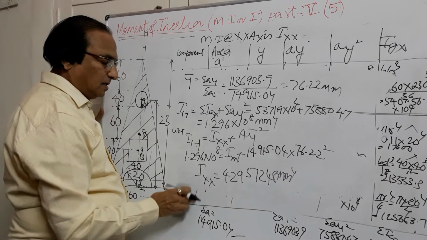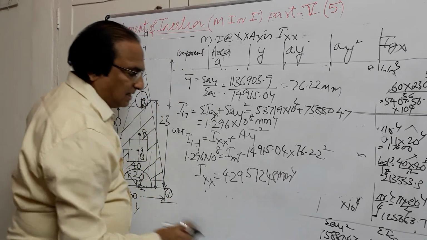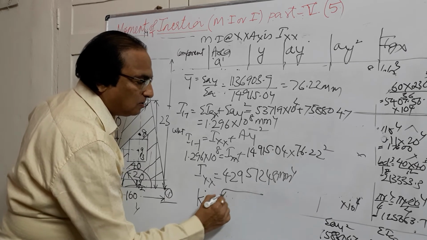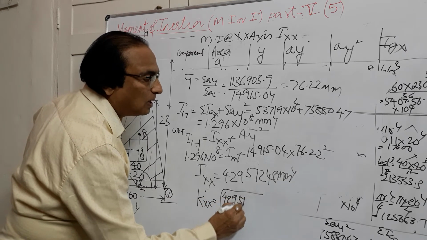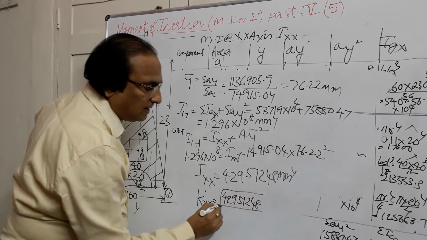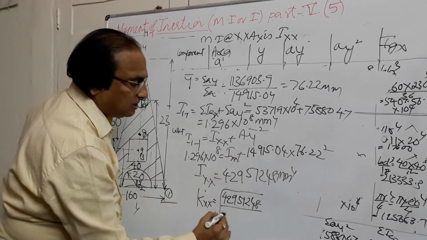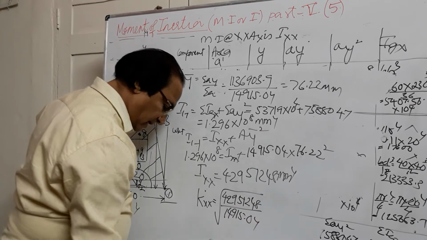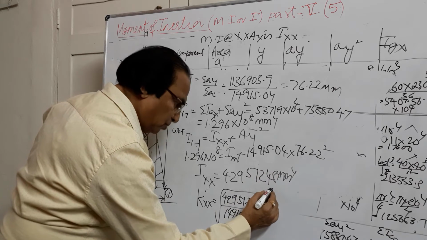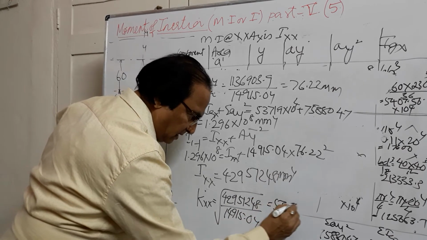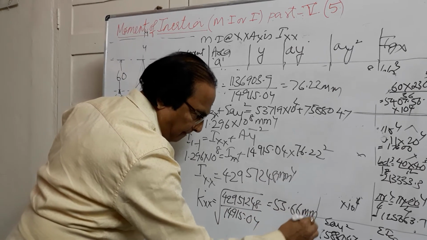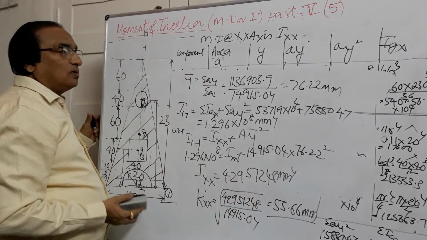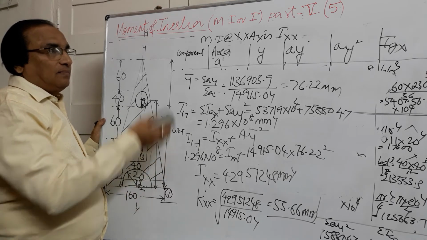So this is the moment of inertia about x-axis. If I want to find out kxx, this will be under root 42951248 divided by A. A value is 14915.04. If you calculate kxx, you get 53.66 mm. So this is how we have found out the value of kxx by drawing the table.